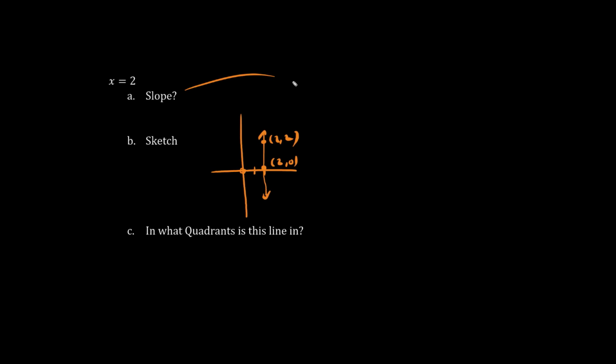So the slope should be rise over run. Rise means y2 minus y1. The run means x2 minus x1. So here we subtract the y values, 2 minus 0. And we subtract the x values, 2 minus 2. We see that we're dividing by 0, which is not allowed. So the slope is undefined.